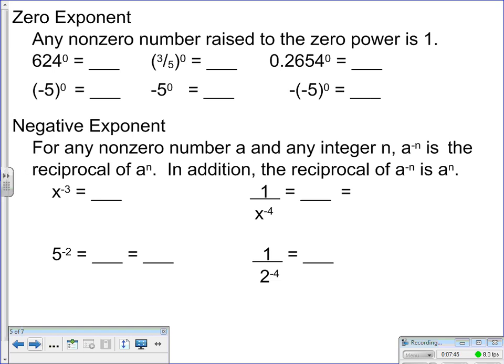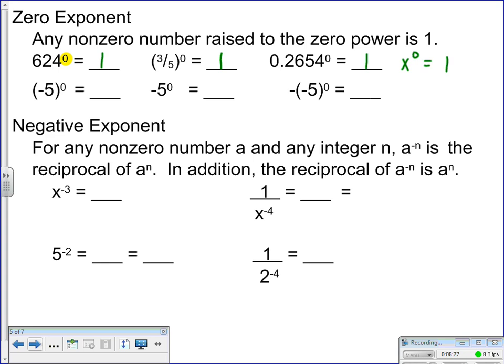Zero exponent will turn any number, variable, or expression into the number 1. So if you see a 0 as an exponent, 624 to the 0 turns into a 1. If you see a fraction, 3 over 5, raised to the 0 power, it also turns into a 1. If you see a decimal raised to the 0, it also turns into a 1. If you were to see a variable raised to the 0 power, it would also turn into a 1.